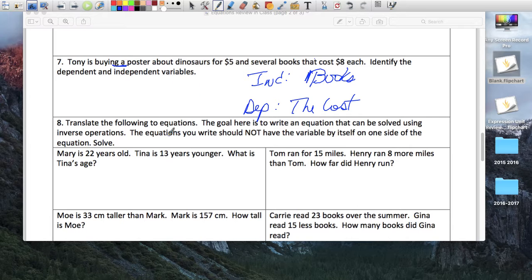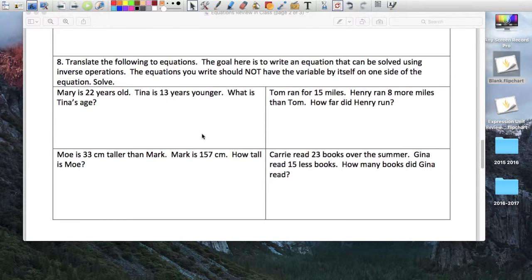Translate the following. The goal here is to write equations. So remember when I said in class, I like your equations not to be isolated. So whatever equations you come up with, make sure that they have a coefficient or a constant next to them.